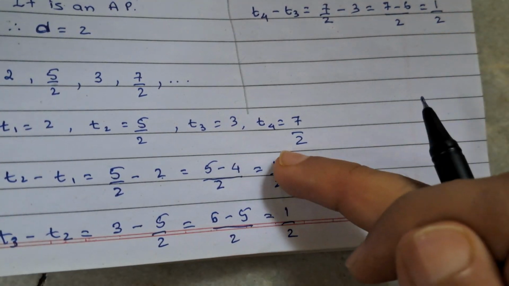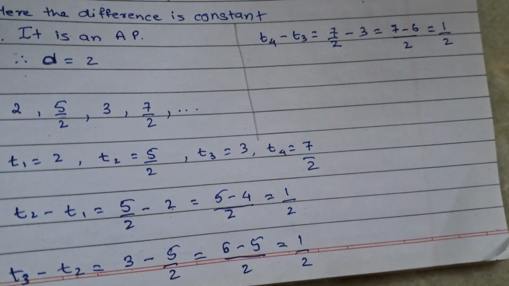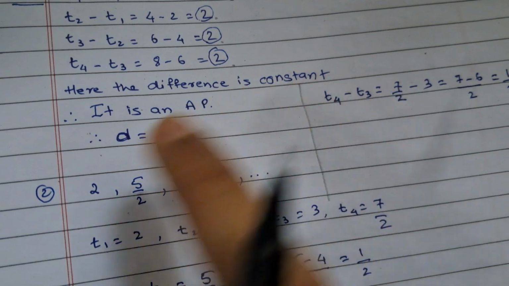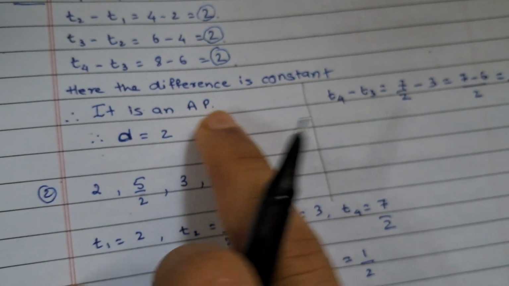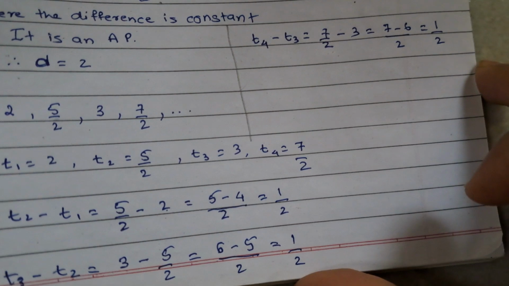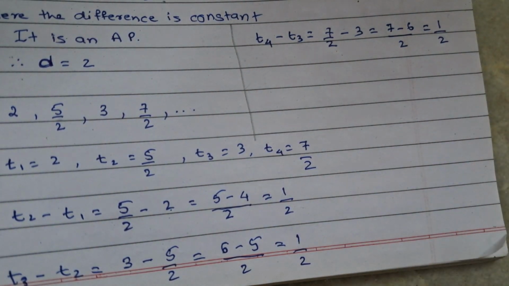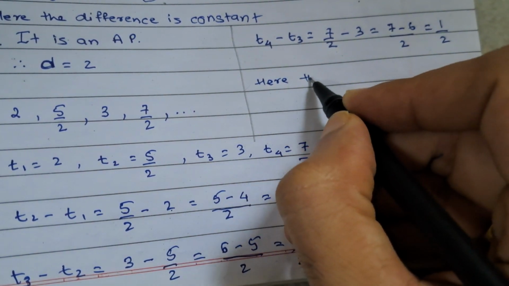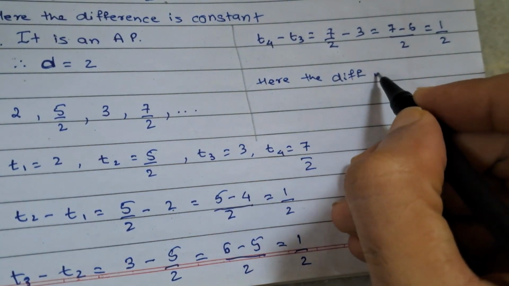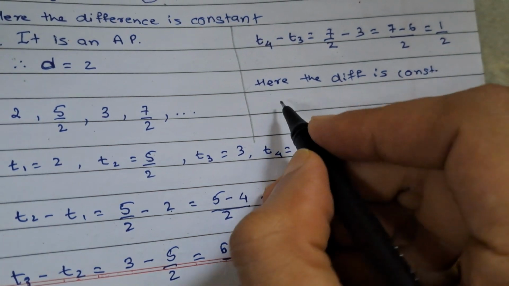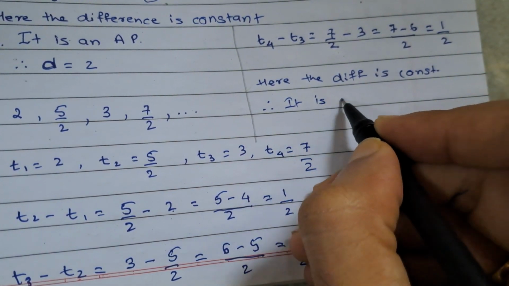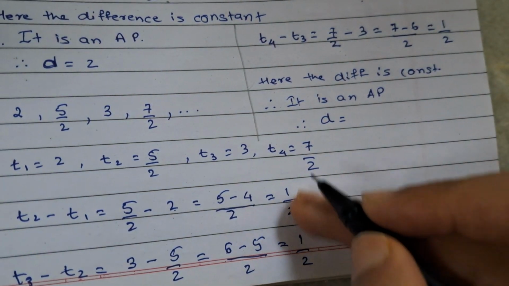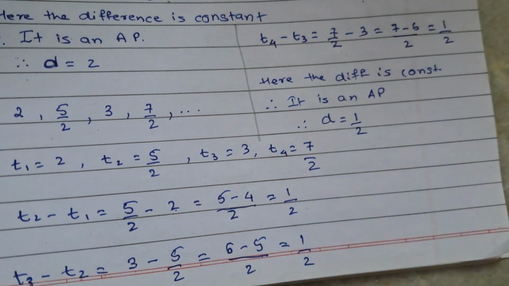So if you see, all the differences are same again. So how will you wrap up your answer? You will simply say the same thing. Here the difference is constant, therefore it is an AP. And if I ask you what is D in this case, what is a common difference everywhere? It is 1 upon 2. So you will end the answer saying that here the difference is constant, therefore it is an AP. And finally, what is D in this case? What is the common difference everywhere? It is 1 upon 2. Simple as that.